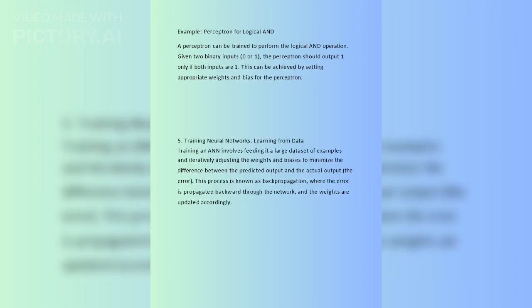A perceptron can be trained to perform the logical AND operation. Given two binary inputs, the perceptron should output 1 only if both inputs are 1. This is achieved by setting appropriate weights and bias for the perceptron.